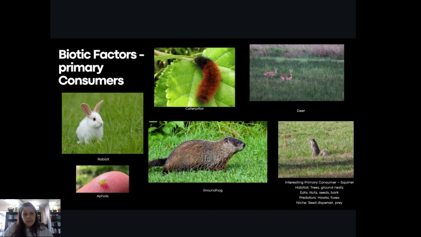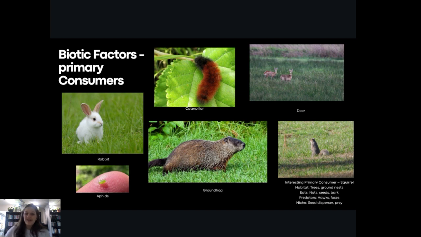Primary consumers. Primary consumers are herbivores. They eat the producers. In this backyard ecosystem, they include a rabbit, caterpillar, deer, aphids, groundhogs, and squirrels. I found squirrels to be interesting.